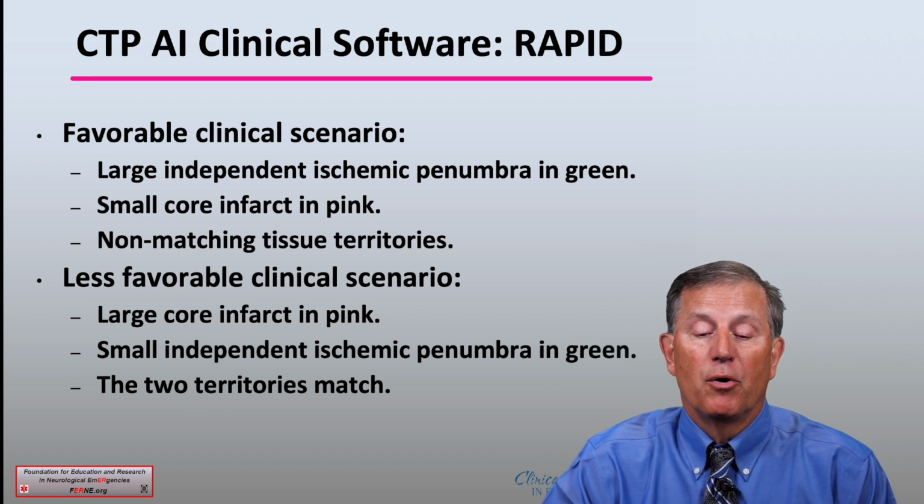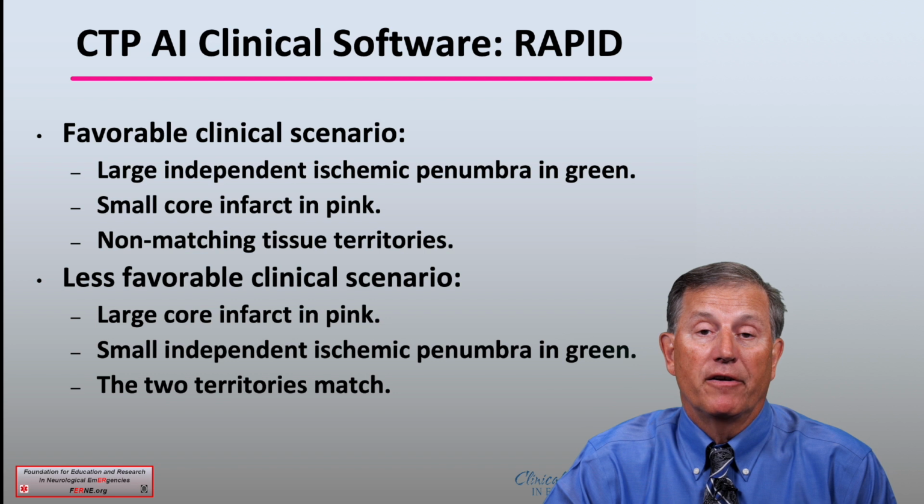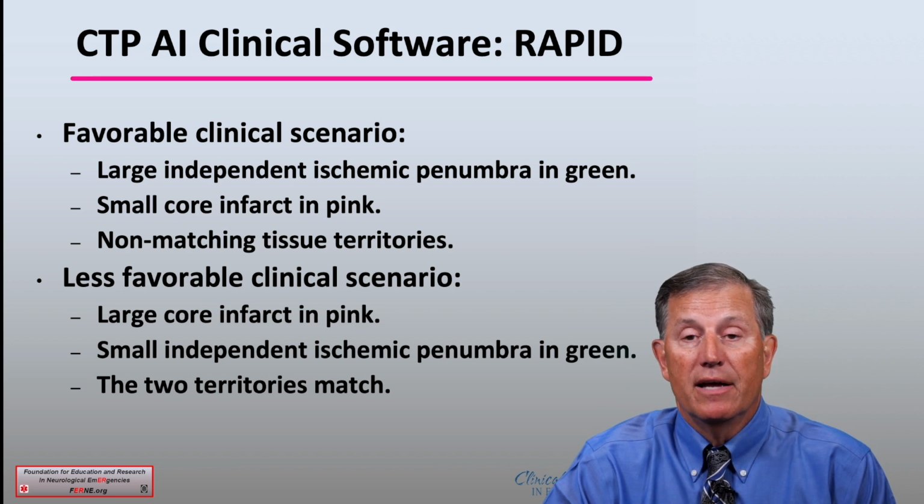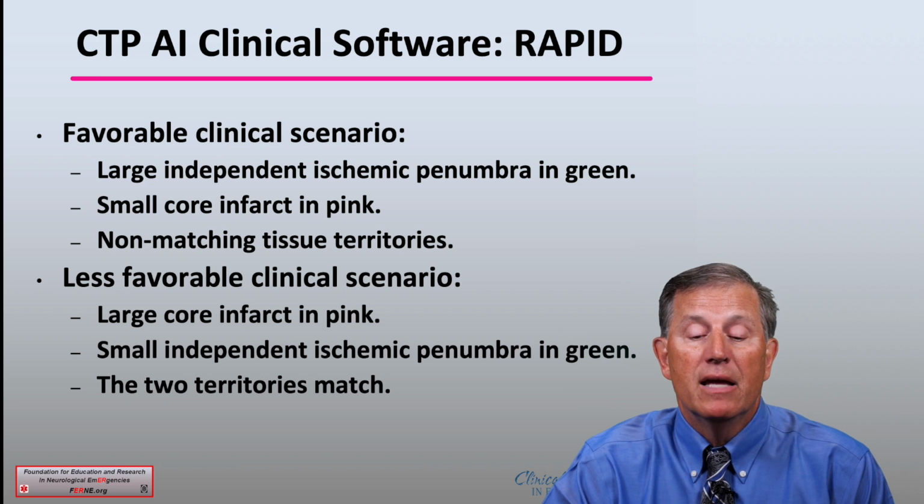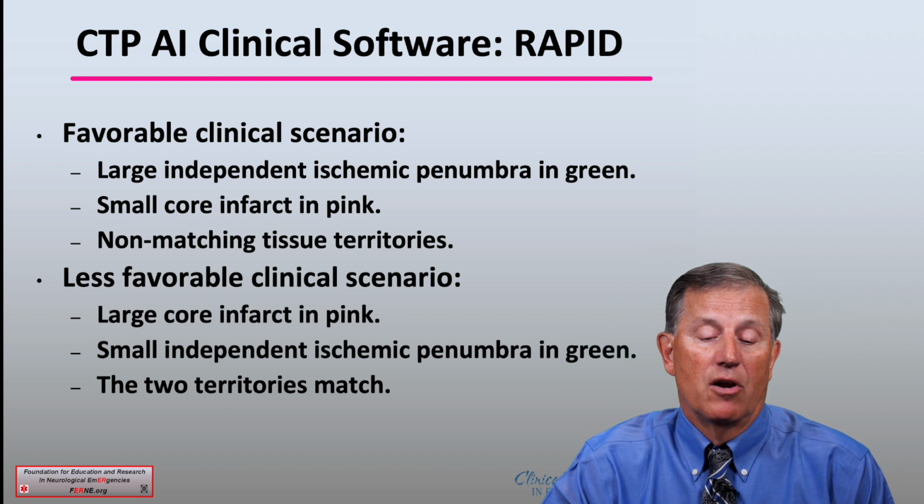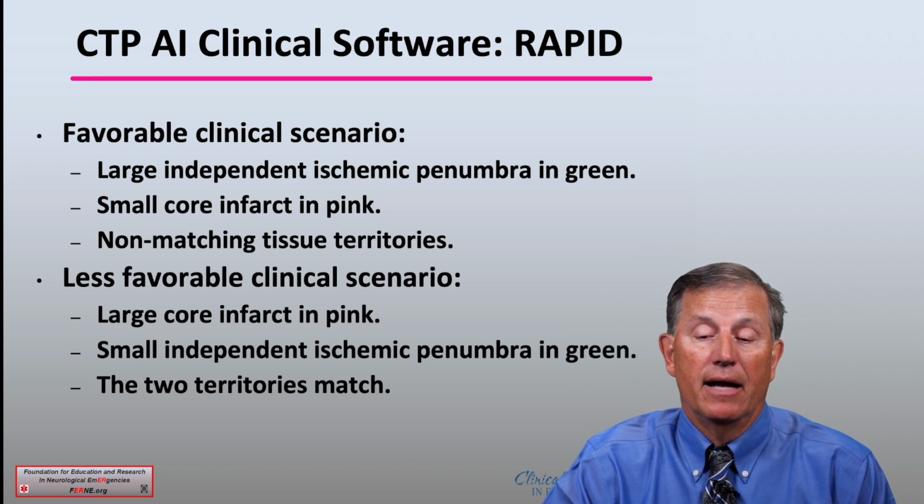The less favorable clinical scenario is simply a large core infarct in pink and a small independent ischemic penumbra in green. And so when the ischemic area includes mostly infarct and these matched areas suggest limited benefit from more aggressive therapy, it's less likely that the use of EVT when there's a large infarct and a small ischemic penumbra is going to improve outcome at 90 days and beyond.